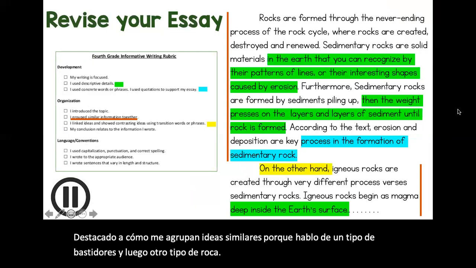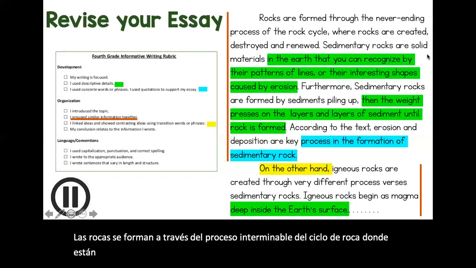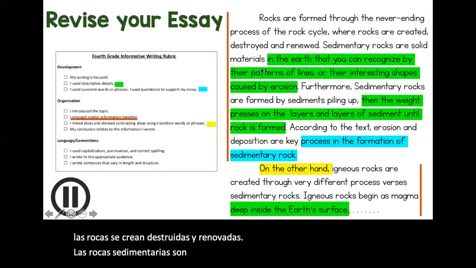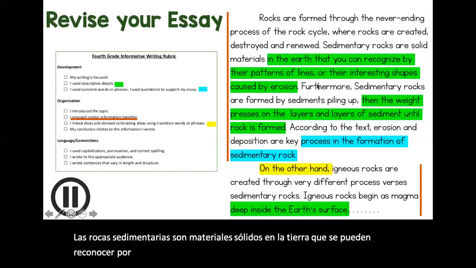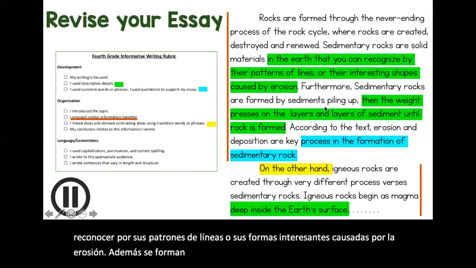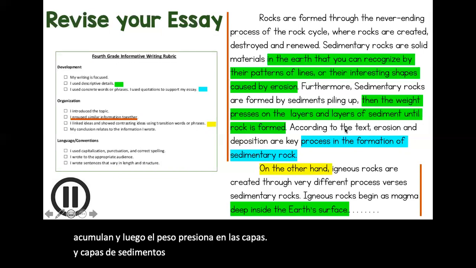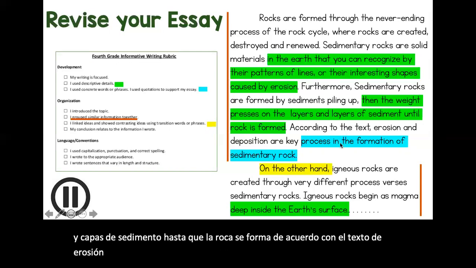Rocks are formed through the never-ending process of the rock cycle, where rocks are created, destroyed, and renewed. Sedimentary rocks are solid materials in the earth that you can recognize by their patterns of lines or their interesting shapes caused by erosion. Furthermore, sedimentary rocks are formed by sediments piling up. Then the weight presses on the layers and layers of sediment until rock is formed. According to the text, erosion and deposition are key processes in the formation of sedimentary rock.